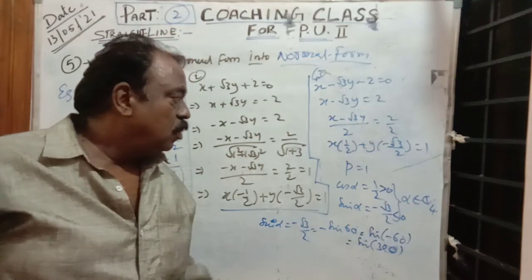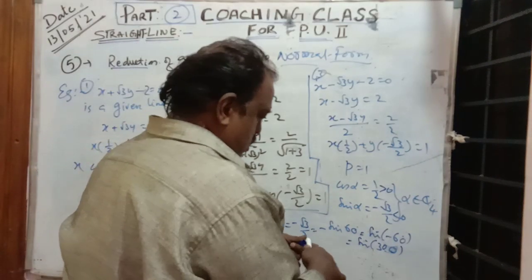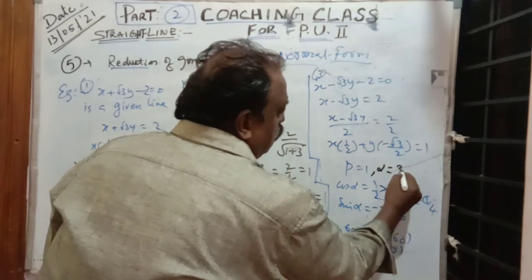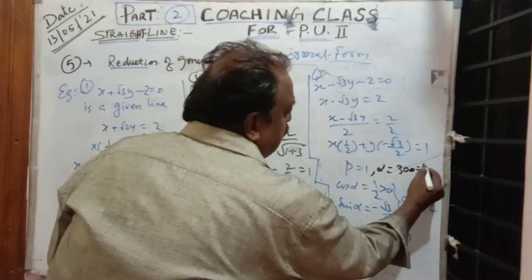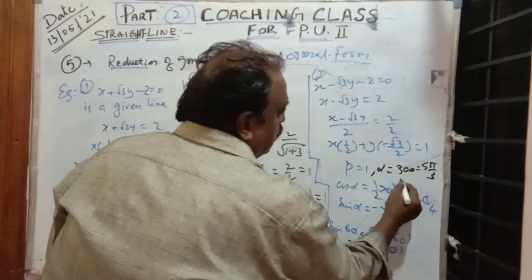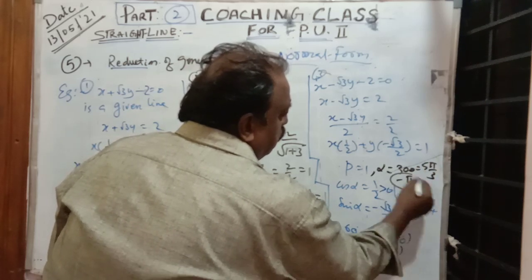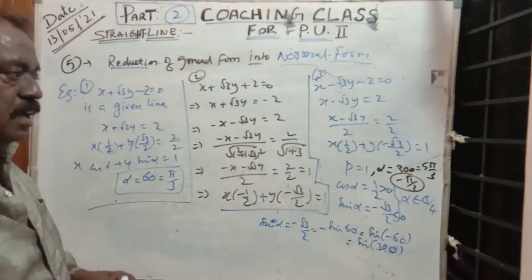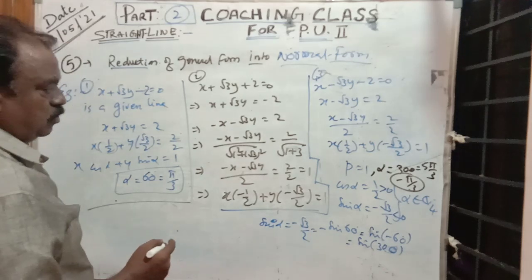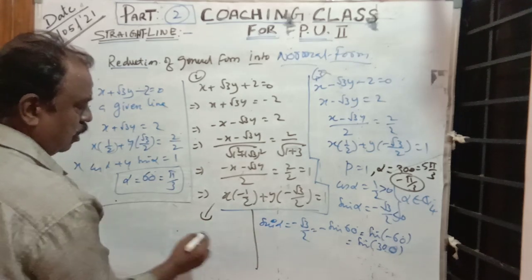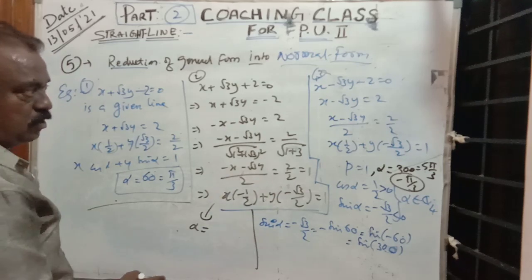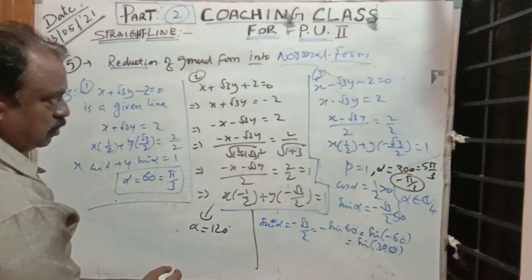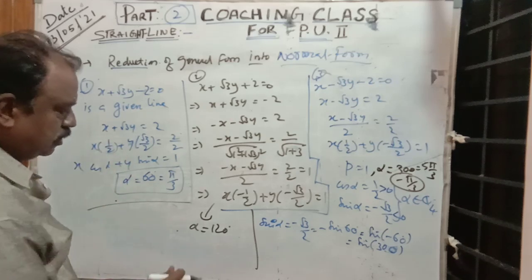So here alpha is equal to, you better write 300, that is 5 pi by 3 or minus pi by 3. Because the angle is in the fourth quadrant. In this one, both are negative. Alpha is 120 degrees. I forgot to write that one.